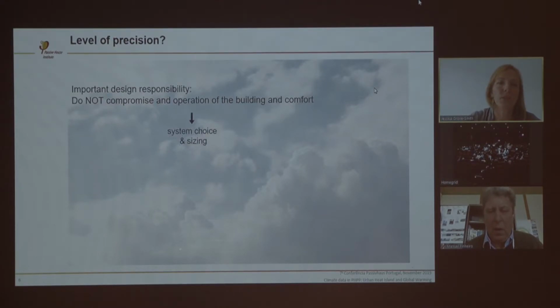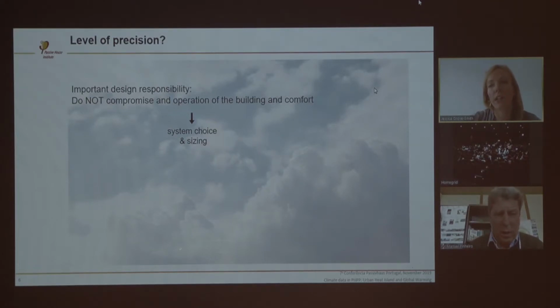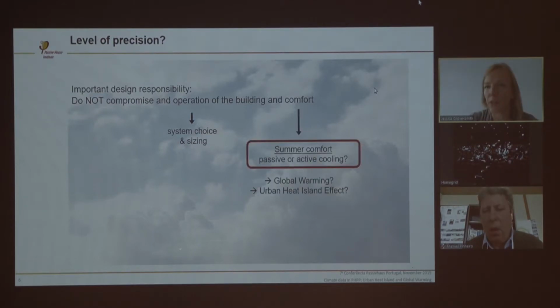What I mean by this specifically, in terms of not compromising on operation, is that you have to make sure your system is sized correctly. And I want to focus on the topic of summer comfort. When we design a building, when we lay out the systems, we have to make a decision. Can we provide summer comfort alone with passive means, or do we have to provide active cooling in order to assure that we have high comfort also in summer?